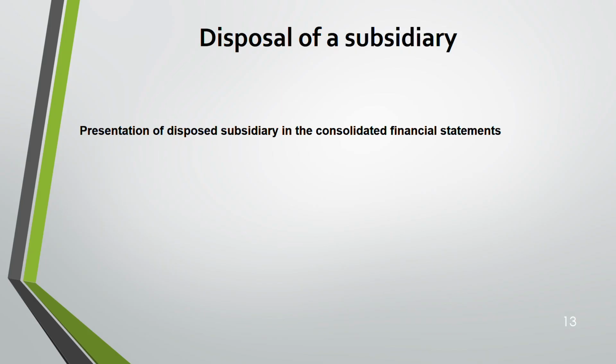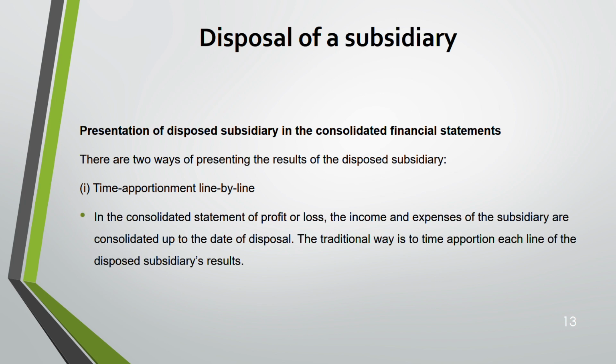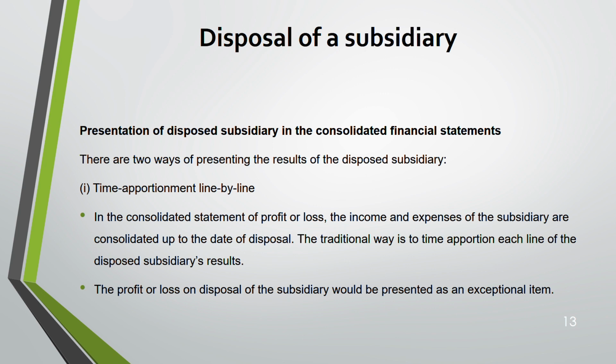Now, how do you present the disposed subsidiary in the consolidated financial statement? There are two methods. Okay, number one, time apportionment line by line. So in the consolidated statement of profit and loss, the income and expense of the subsidiary are consolidated up to the date of disposal. Okay, that means line by line you apportion the sales, the expenses, line by line you do that. Then the profit or loss on disposal of the subsidiary is presented as an exceptional item.